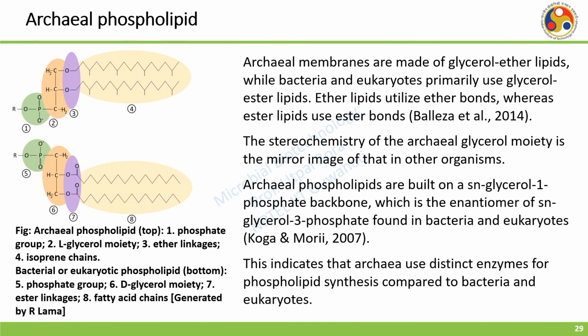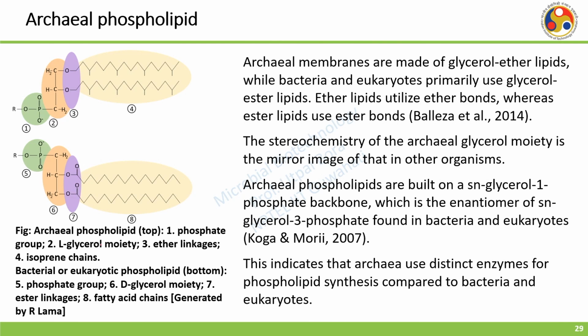The stereochemistry of the archaeal glycerol moiety is the mirror image of that in other organisms. Archaeal phospholipids are built on a sn-glycerol 1-phosphate backbone, which is the enantiomer of sn-glycerol 3-phosphate found in bacteria and eukaryotes. This indicates that archaea use distinct enzymes for phospholipid synthesis compared to bacteria and eukaryotes.